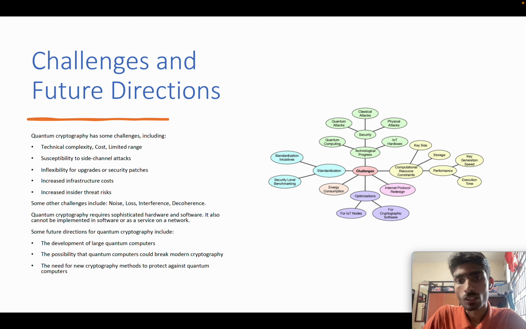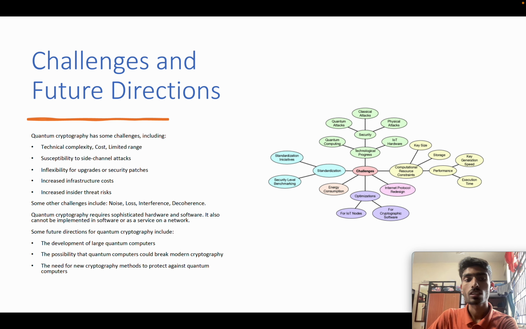It also includes technological processes like quantum computing, quantum attacks, and classical attacks, and from a security perspective, attacks are a major source of threat. We will take care of it and overcome these things. Physical attacks and IoT hardware are all included in the challenges.